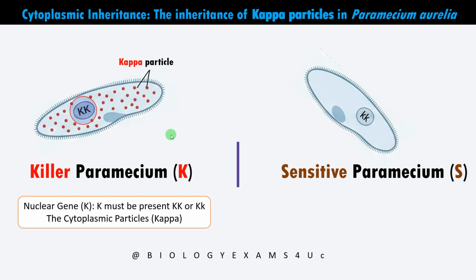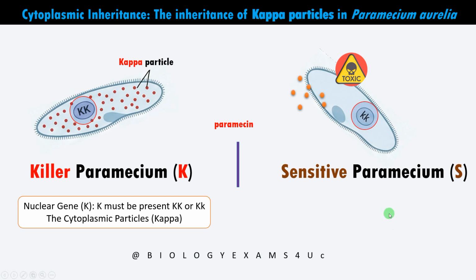What is actually happening is this Kappa particle secretes a toxin which is called as paramecin, and this toxin, upon ingestion by the sensitive paramecium, is toxic to the sensitive paramecium, causing its death. That's why this is called a sensitive paramecium.